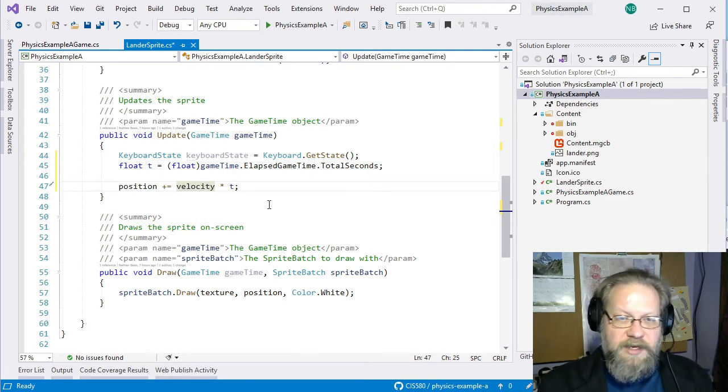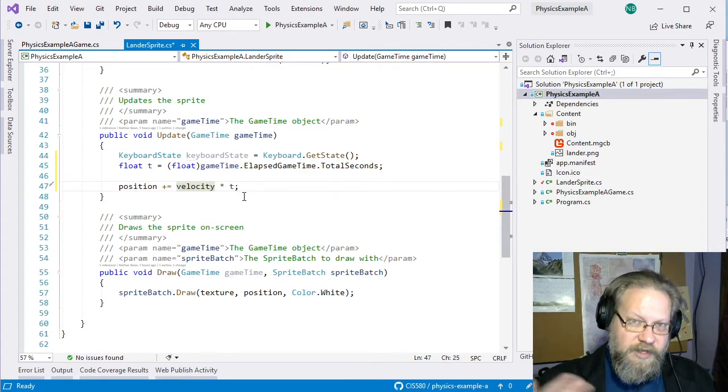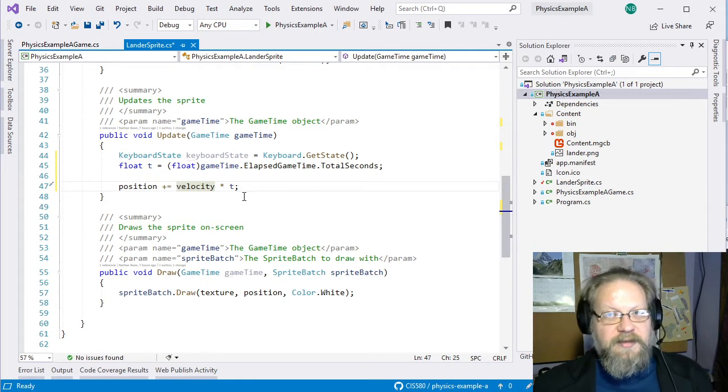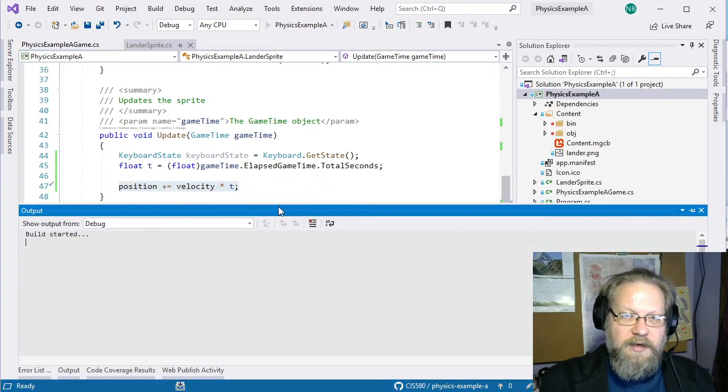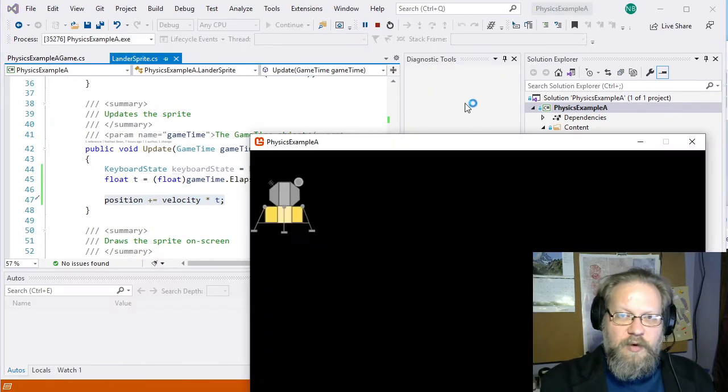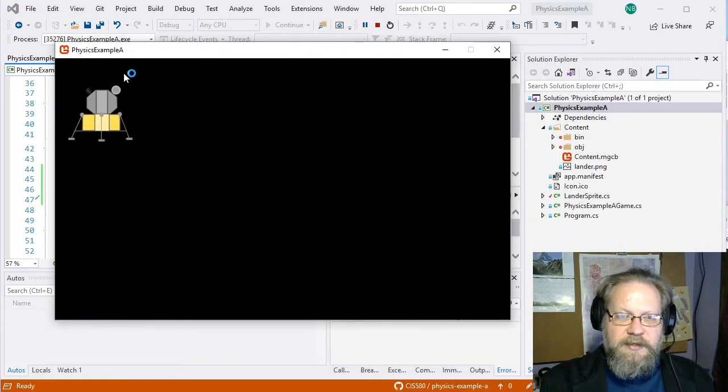If we have a constant velocity, this is all we need. Now if we had a change in velocity, we do plus 1/2 at squared. Except we don't actually have to, and we'll come back to that here in a minute. But if we run this, because we're changing the position in terms of that velocity, and that velocity is constant, we should see that lunar lander now move across the screen at a constant speed. So we've actually got that accomplished.